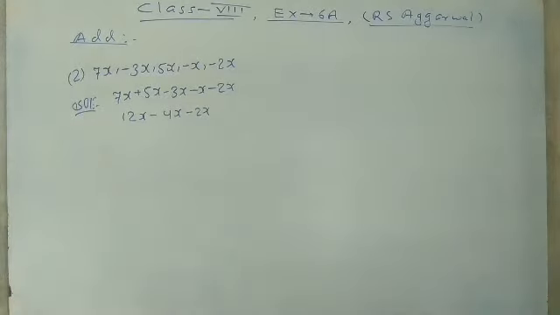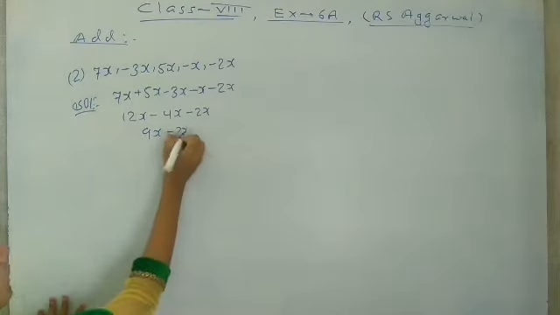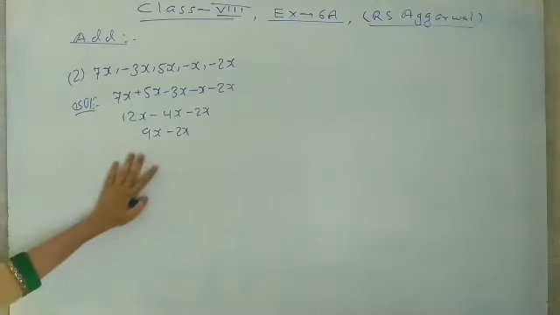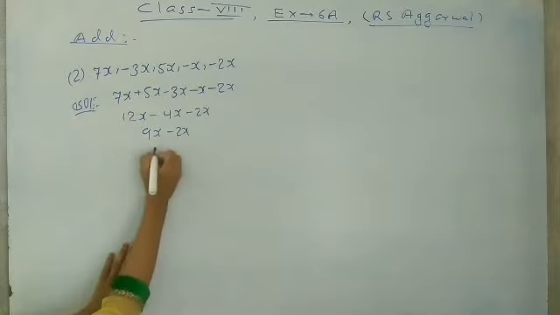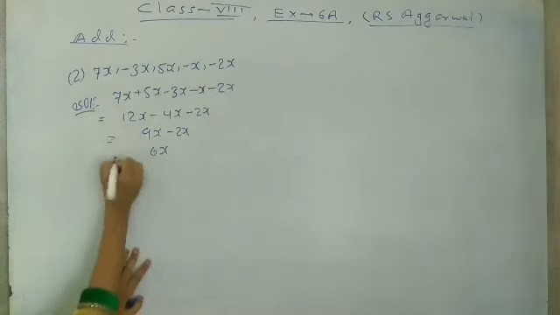And minus, minus, plus, but the sign will be minus, so minus 4x, minus 2x. So plus, minus, minus, so it will be 9x minus 2x. So here plus, minus, minus, so here will be 6x, and 6x is the right answer.